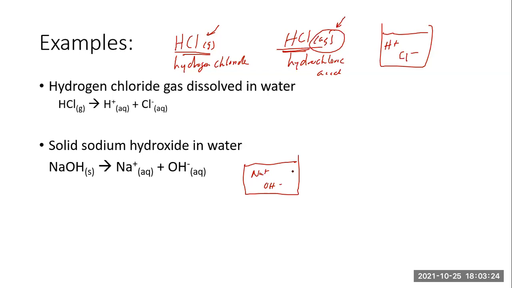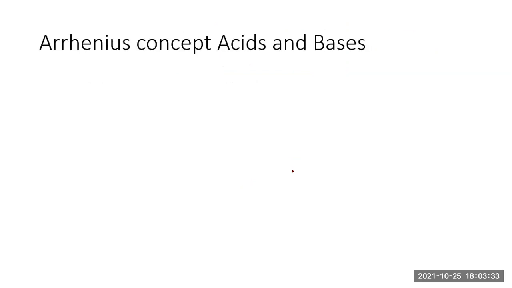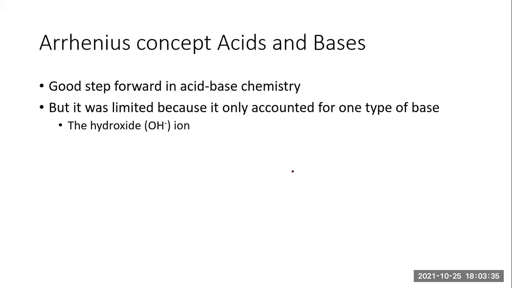Now, Arrhenius had a pretty good definition, if you will, or concept of acids and bases. It was limited because he did a lot of work with electrolytes, and he focused on a lot of bases that contain hydroxide. And really not all bases have hydroxide in their formula. So for example, most strong bases do have hydroxide or OH minus in the actual formula, like sodium hydroxide, like potassium hydroxide.